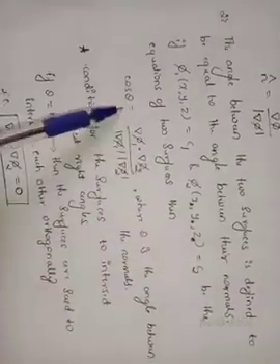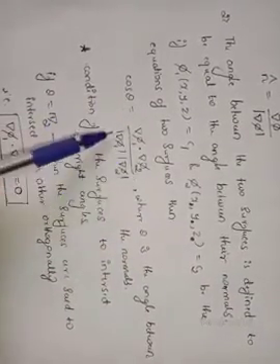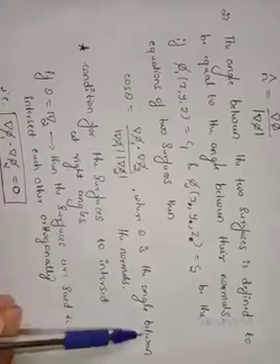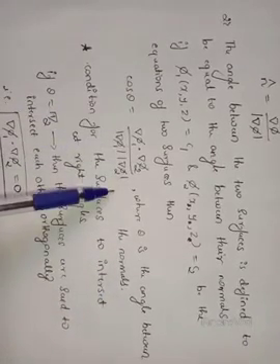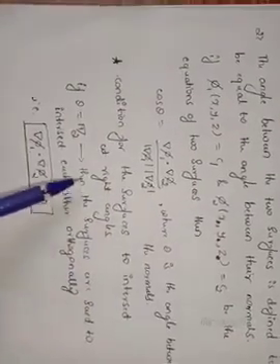What is the formula? Cos theta equals del phi 1 dot del phi 2 divided by the magnitude of del phi 1 into the magnitude of del phi 2, where theta is the angle between their normals. This is the formula to find the angle between the two surfaces or the angle between their normals. Both are the same.